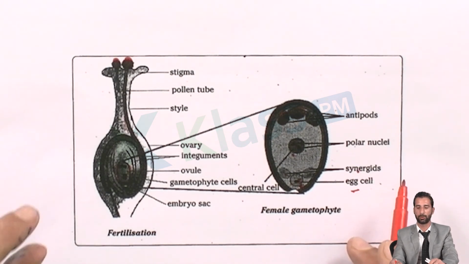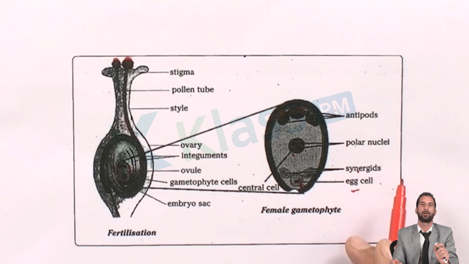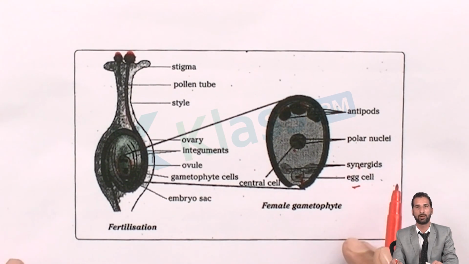This is the process of fertilization in the case of plants, and this is comparatively different in the case of animals. And I hope you guys will understand it. Thank you.